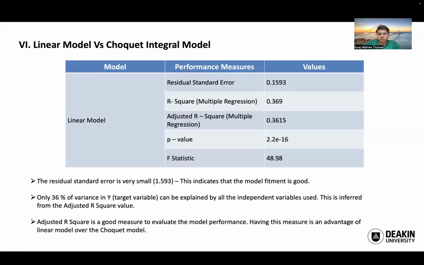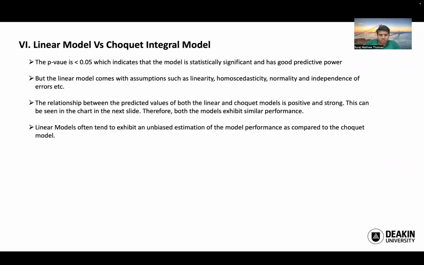Now, if you see the linear model, we have the standard error, R squared, adjusted R squared, p-value, which is less than 0.05, and the F statistic value. Now, the residual error is very small, 1.593. So if you see, only 36% of the variance in Y can be explained by the independent variables. This can be informed by the adjusted R squared value. The adjusted R squared, like you say, is a good measure to evaluate the model performance. Having this measure is an advantage of the linear model over the Choquet model.